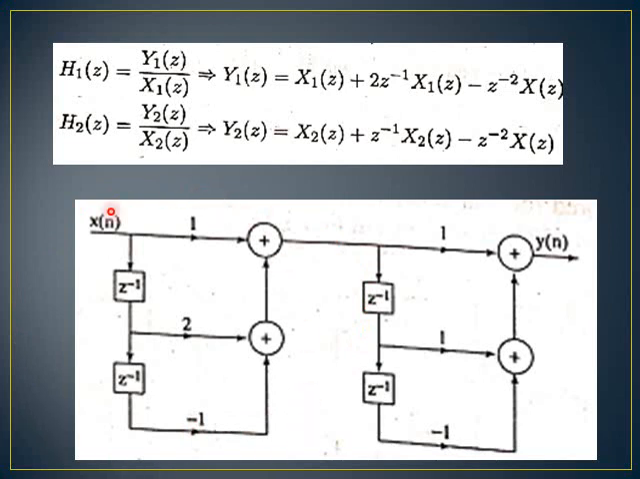Similarly, now we need to cascade this H1 of z with H2 of z. So again, x2 of n is having coefficient 1. X of n minus 1 is having coefficient 1 again. Again, x of n minus 2 is having coefficient minus 1. This is how we have to draw the cascade form.